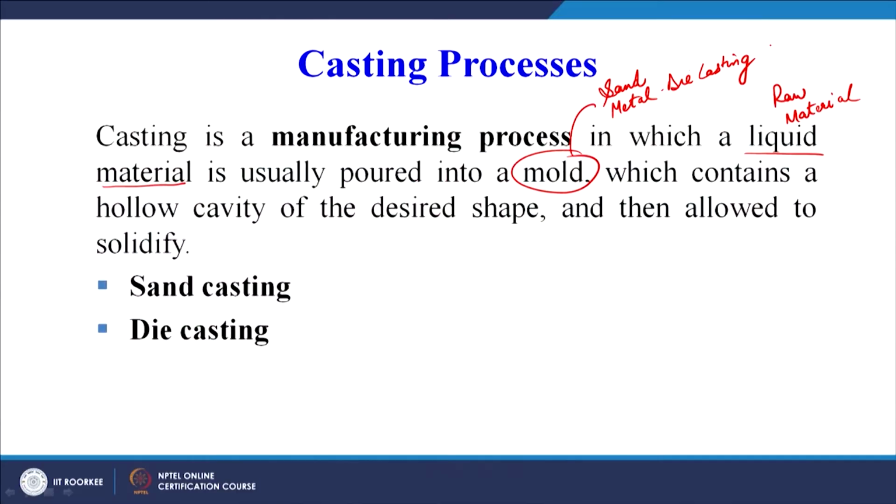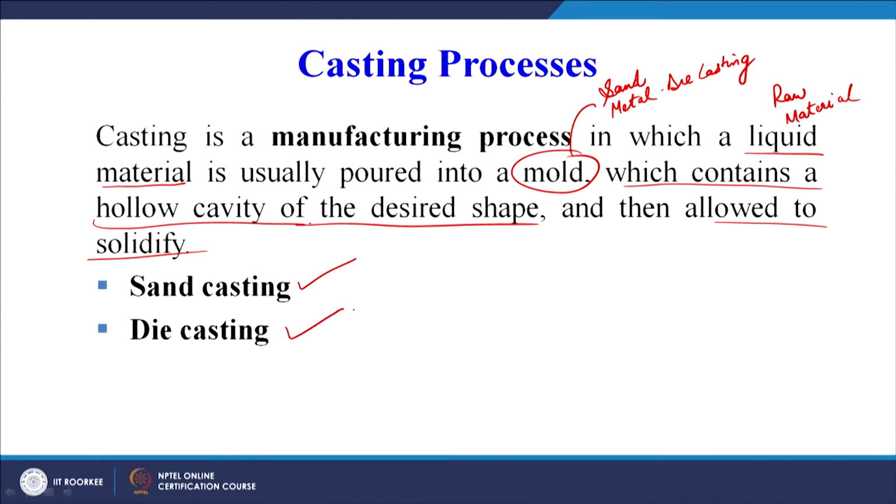The mold is prepared as the exact replica of our final product, which contains a hollow cavity of the desired shape. So the mold is the exact replica, or a cavity of the desired shape of the product, and then the material that is poured into the mold is allowed to solidify. Two examples already given, sand casting and die casting, which I have already highlighted here. So this is the basics of the process.